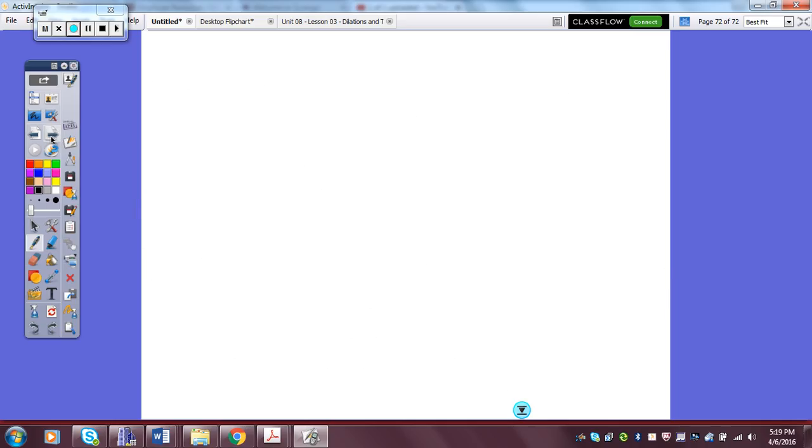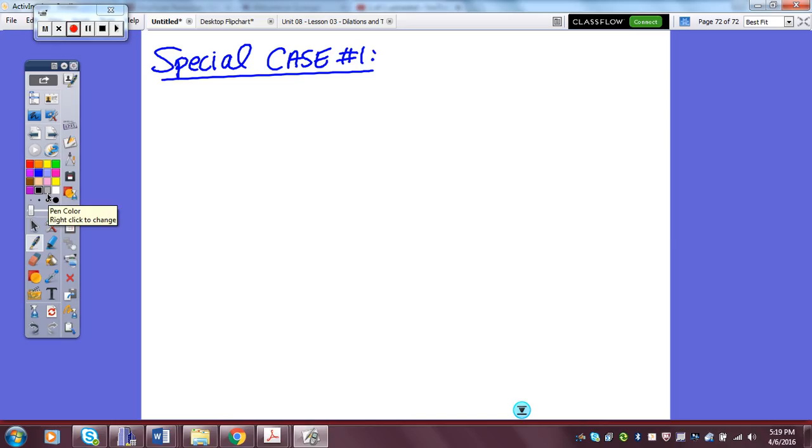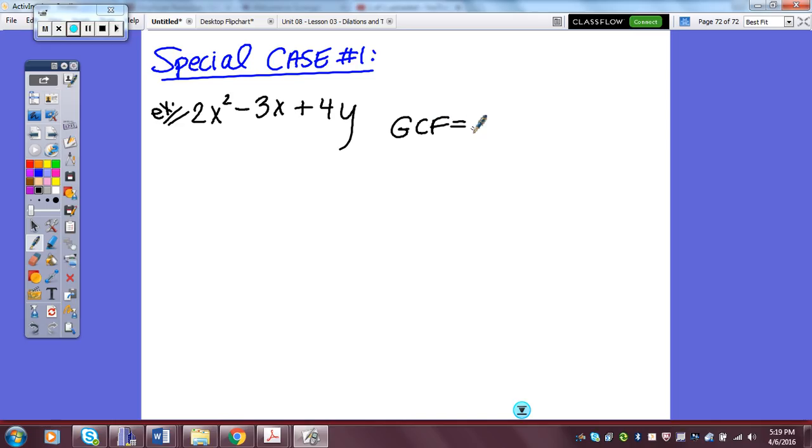With this, we have 2 special cases we have to talk about. Okay, special case number 1. Let's look at this: 2x squared minus 3x plus 4y. Find the GCF. What do you notice? There isn't a GCF. So when there isn't a GCF, what's the only number that goes into everything? 1. Okay? So if you divide everything by 1, what's going to happen? All your terms are going to stay the same, and it's extremely unnecessary to do this.